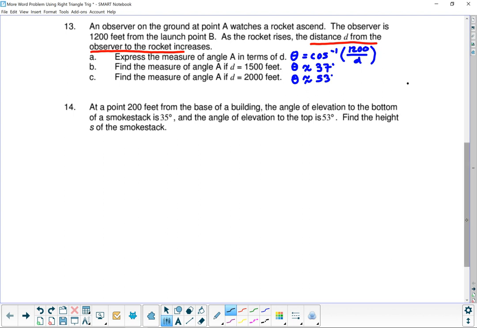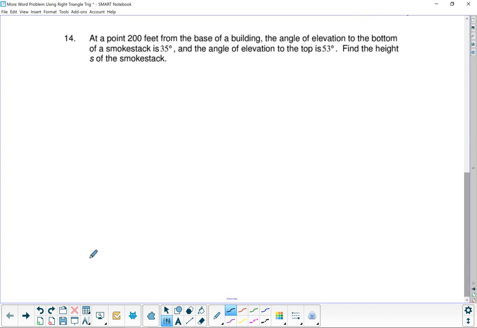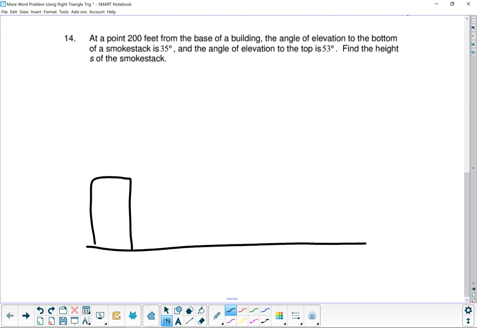All right, so let me see. We're looking at the ground again. At a point 200 feet from the base of a building, so here's a building, and here's a point. Let's say that's 200 feet.